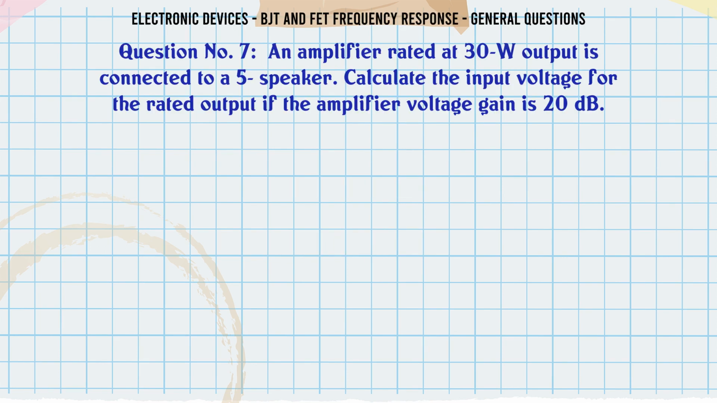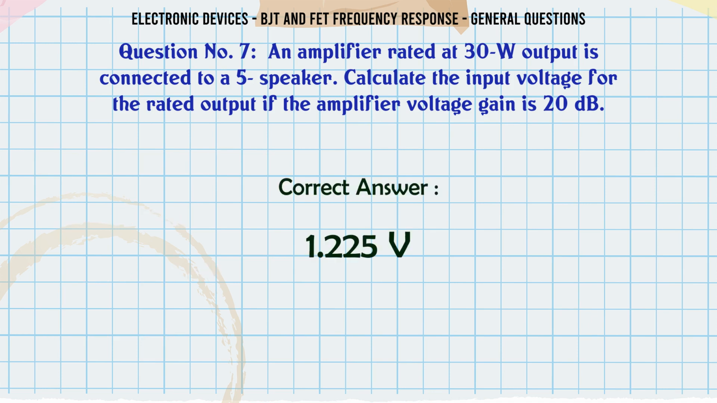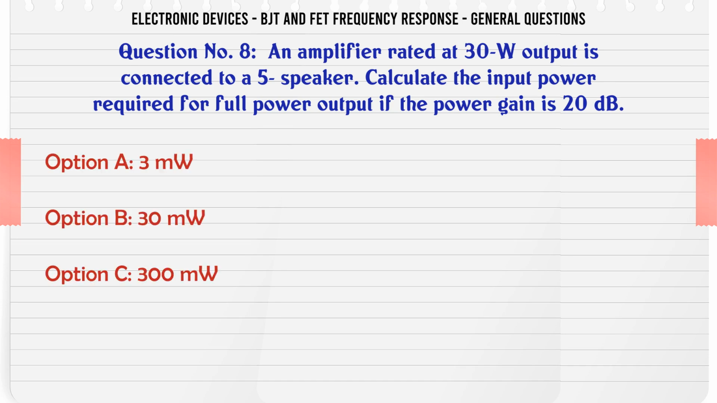An amplifier rated at 30 watts output is connected to a 5-ohm speaker. Calculate the input voltage for the rated output if the amplifier voltage gain is 20 dB. A. 1.225 mV, B. 12.25 mV, C. 122.5 mV, D. 1.225 V. The correct answer is 1.225 V.